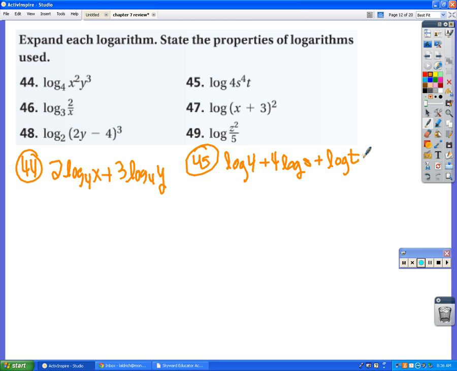Okay, 46. Now we've got division. So what do we do with that? We get subtraction, so it's going to be log base 3 of 2 minus log base 3 of x.